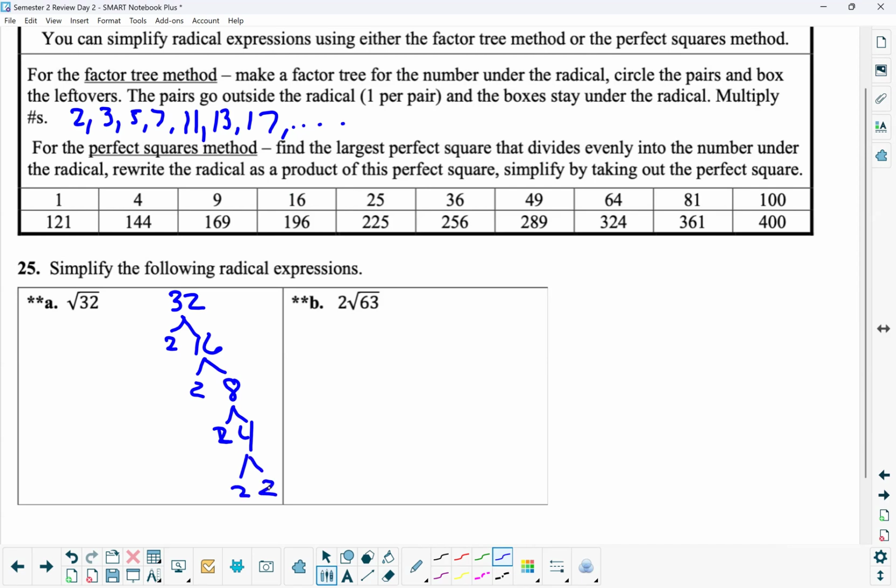Yes, twice. So now I circle my pairs and I box my leftovers. So the square root of 32 has a 2 from this first pair of factors and another 2 from the second pair of 2's. And under the radical is that leftover 2. So we go ahead and multiply 2 times 2 to get 4, square root 2. And that's our answer.